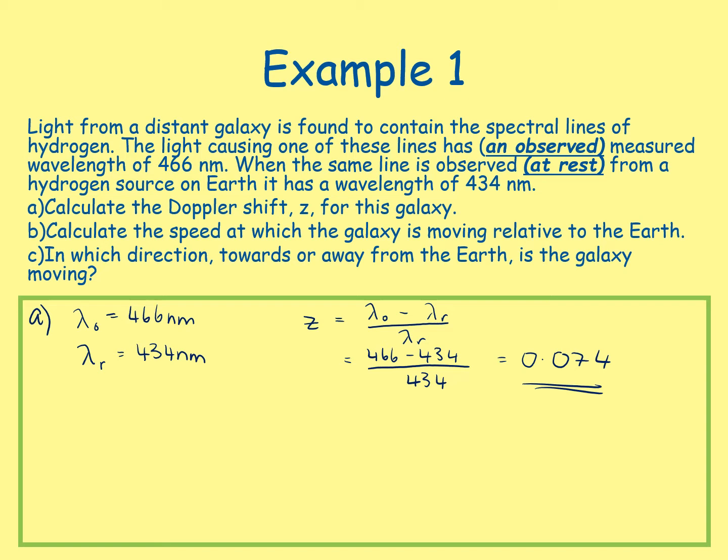Question B. Calculate the speed at which the galaxy is moving relative to Earth. The equation we need to use for this is Z equals V over C. We just worked out our Z, so we can put that into our equation, 0.074. We don't know our V, and C is our speed of light, so that's 3 times 10 to the power of 8. So rearranging this equation, we get V equaling 2.21 times 10 to the power of 7 meters per second.